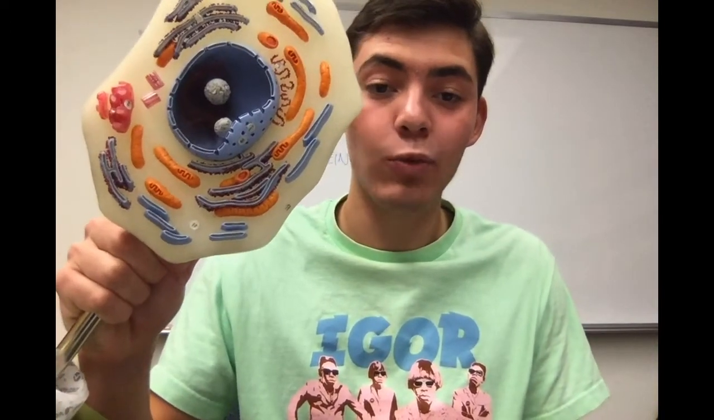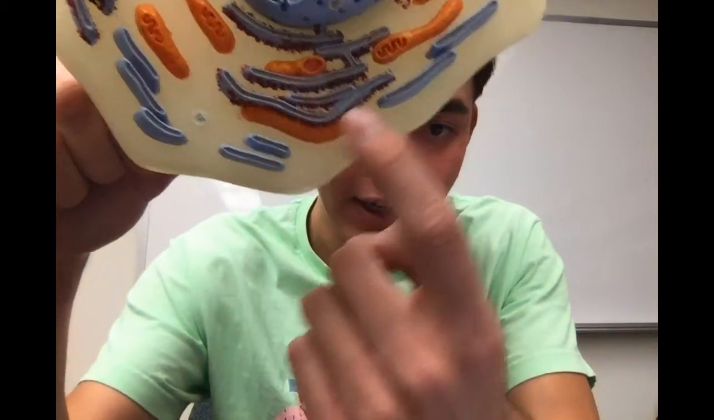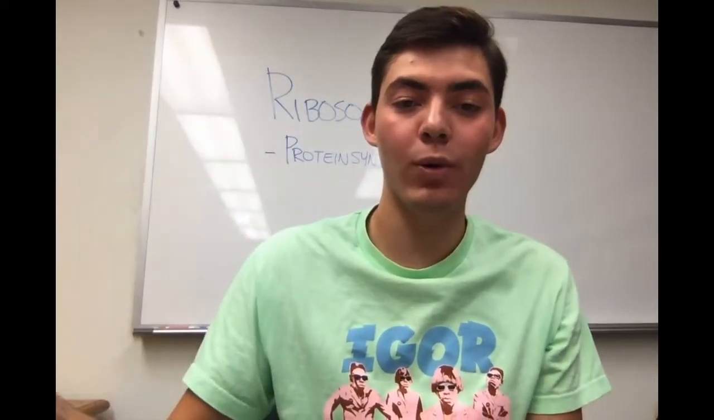Additionally, we have the rough endoplasmic reticulum, known as the rough ER, and that's found right here with the ribosomes. As you would guess, since it has the ribosomes, it's going to make proteins as well as package and fold them. The Golgi apparatus is not found on this model, however it is an important organelle found within the cell. Its function is secretion and intracellular transport.